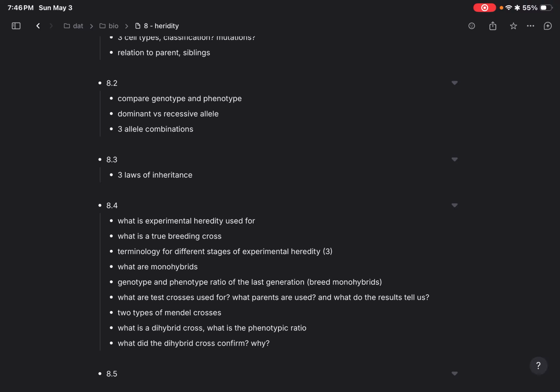That's kind of just describing the process of meiosis. The second thing is independent assortment. It's when, during metaphase I, the homologous chromosomes align at the metaphase plate.